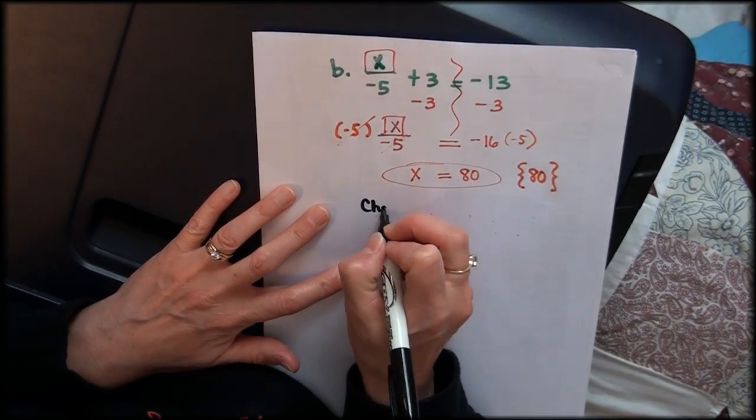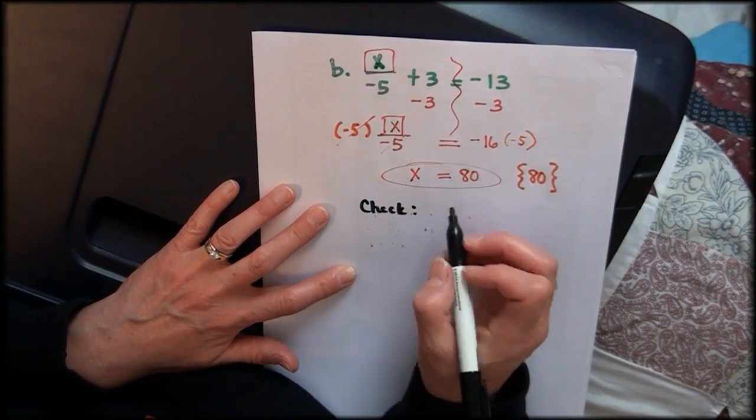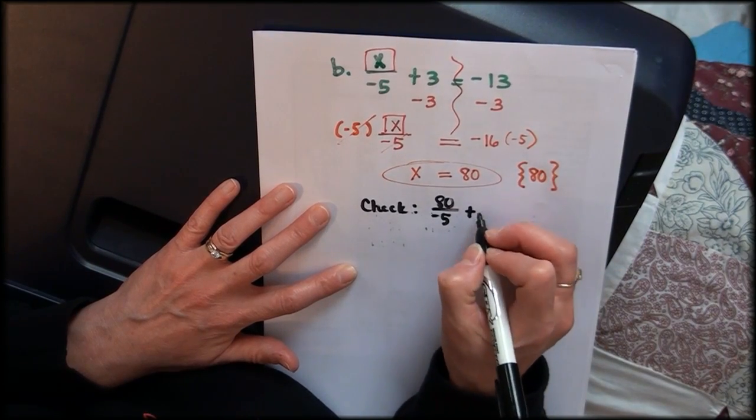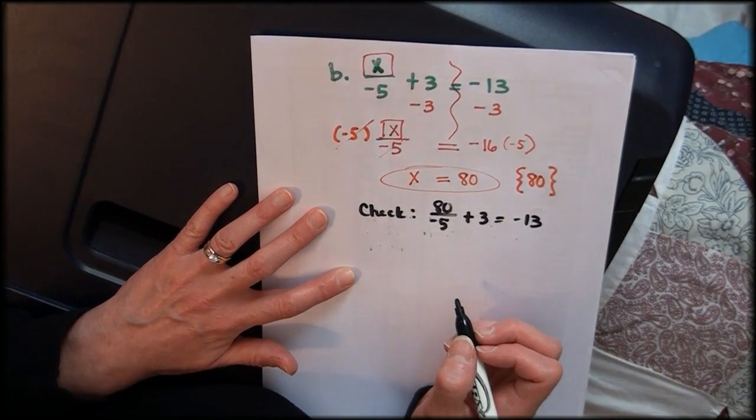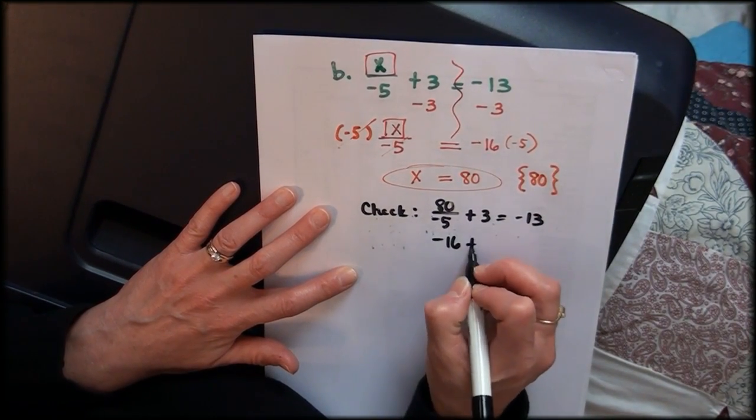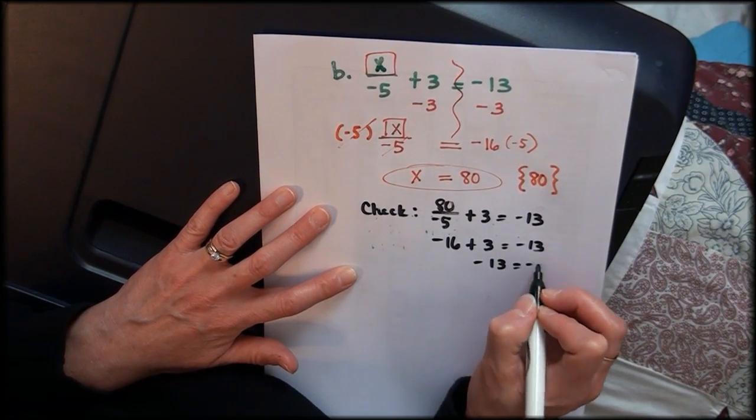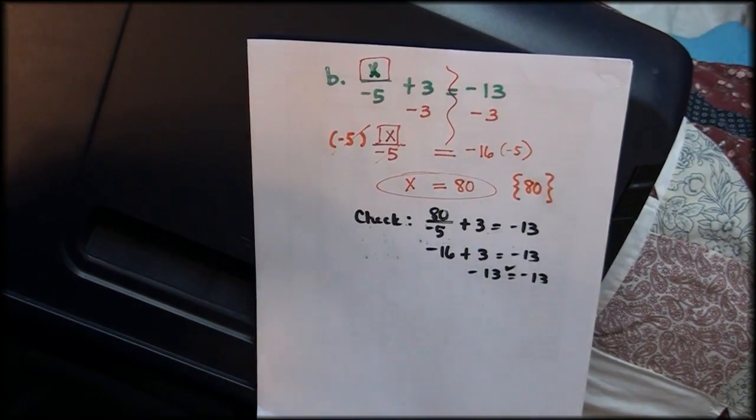And again, to be able to check, all I have to do is take that 80, plug it right up in here where the x is. So I'll take the 80, divide it by a -5, because that's what order of operations says I need to do. And positive 80 divided by a -5 is a -16. -16 plus 3, sure enough, is a -13. So the left side, in fact, does equal the right side. We know that it's right.